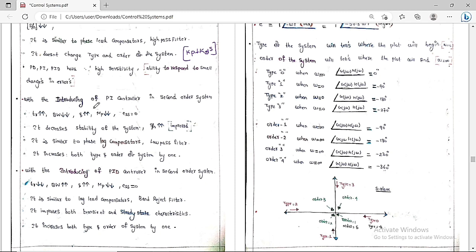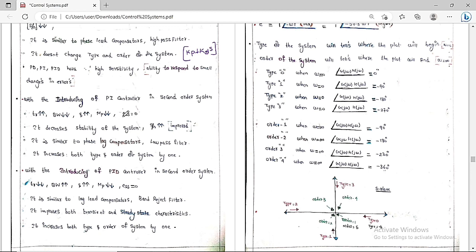Therefore, the rise time will increase, the reverse of the PD case. As the rise time increases, the bandwidth will decrease. Here also the damping ratio increases, same thing as before. I already told you zeta and peak overshoot are inversely proportional, so as zeta increases, peak overshoot will decrease. It is the same in both cases.